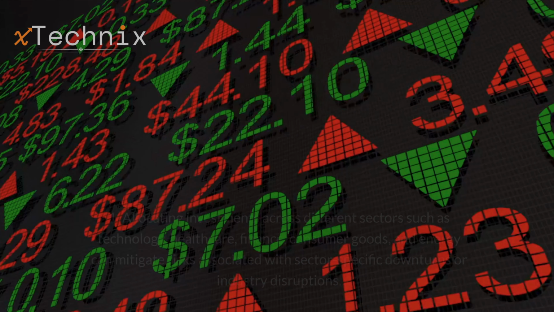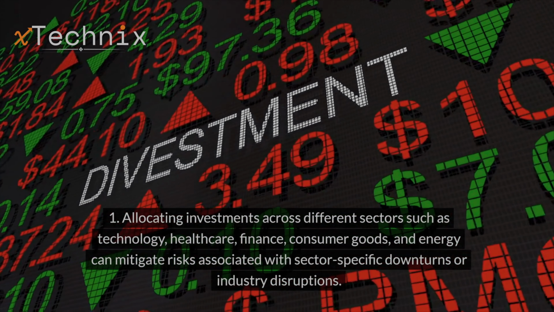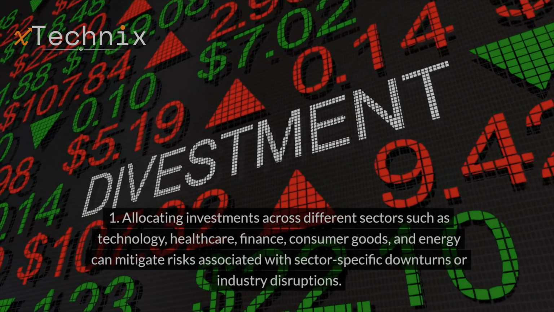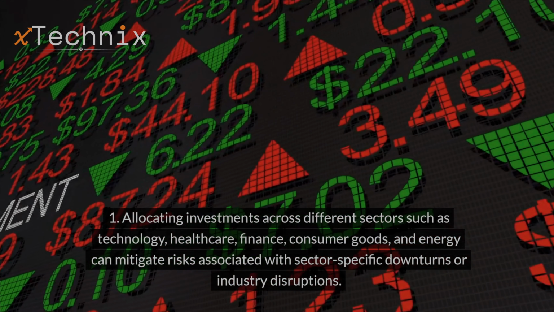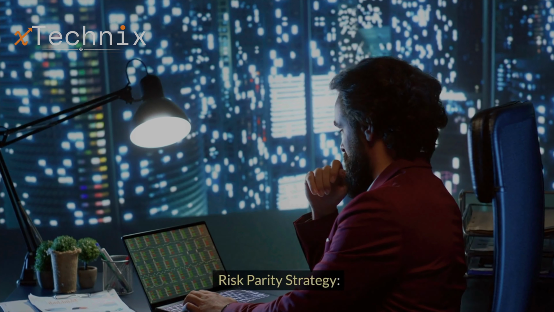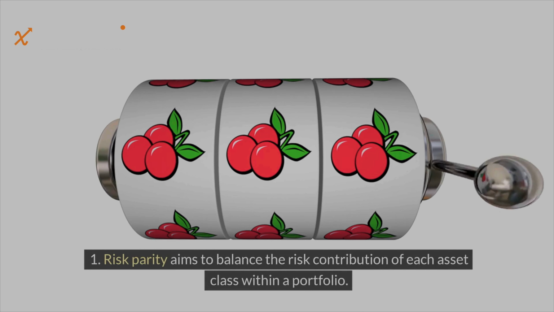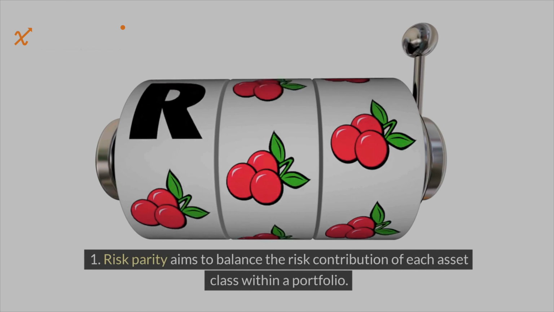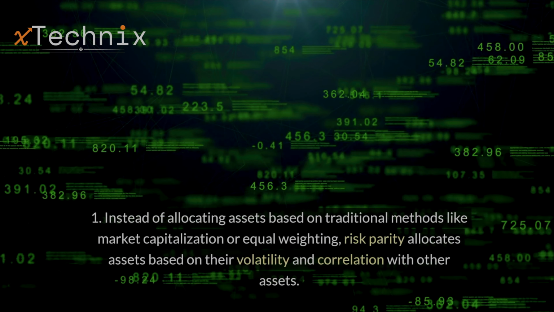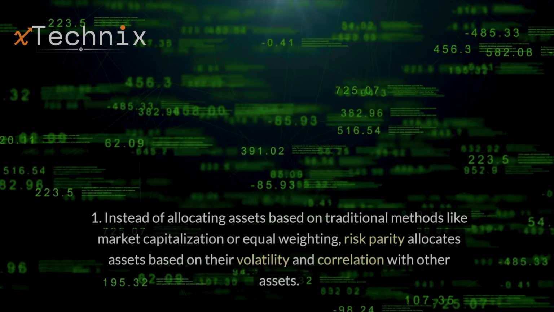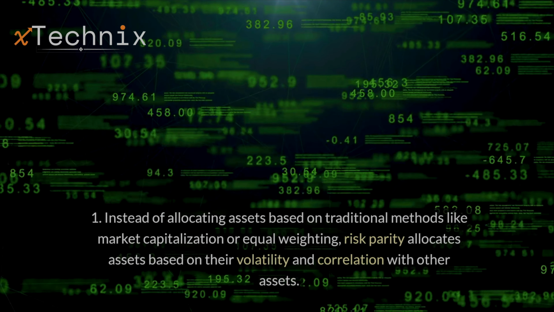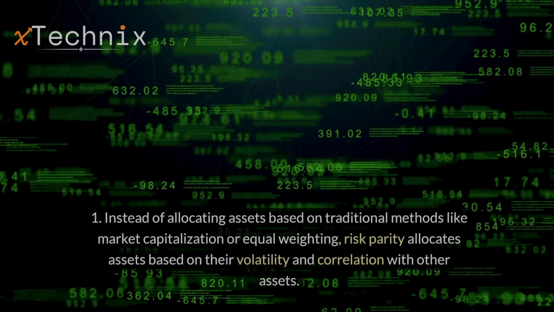Sector diversification. Allocating investments across different sectors such as technology, healthcare, finance, consumer goods, and energy can mitigate risks associated with sector-specific downturns or industry disruptions. Risk parity strategy. Risk parity aims to balance the risk contribution of each asset class within a portfolio. Instead of allocating assets based on traditional methods like market capitalization or equal weighting, risk parity allocates assets based on their volatility and correlation with other assets.